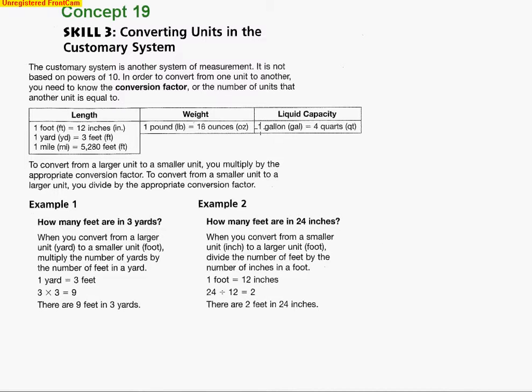This is the tutorial for Concept 19, Skill 3. Now we're converting units in the customary system. So the customary system is just another measurement system, kind of like the metric system.